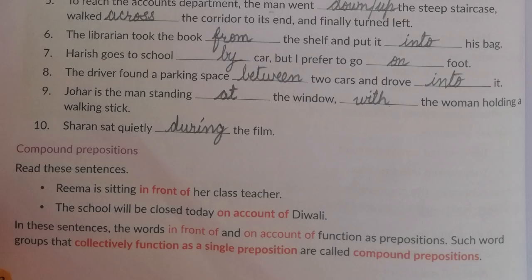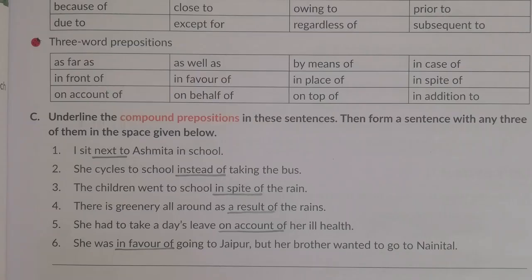Here, according to the sentence, Rima is sitting in front of her class teacher. So here, "in front of" and "on account of" are such word groups that collectively function as a single preposition, and they are called compound prepositions. Here is the exercise given. Underline the compound preposition in the sentences and then form a sentence with any three of them in the space given below.